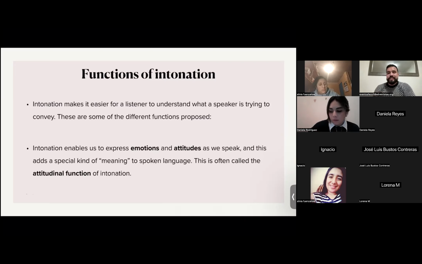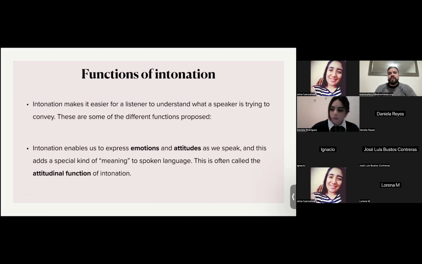Intonation makes it easier for a listener to understand what a speaker is trying to convey. Why? Because sometimes, for example, when you have a conversation with a person and you ask them a question and the response comes with a weird intonation, you tend to ask, like, how are you? Did something happen? Do you have a problem?